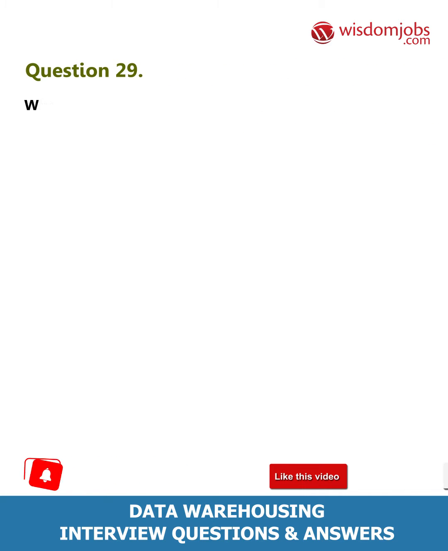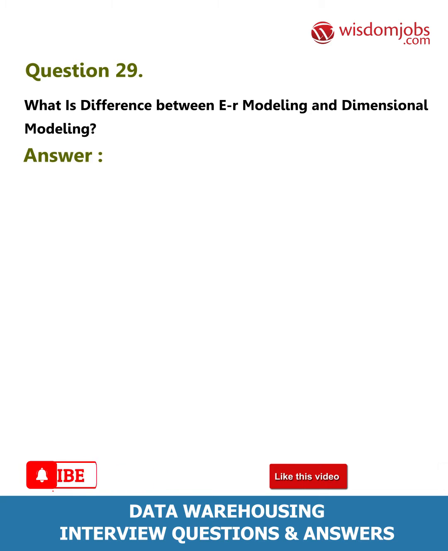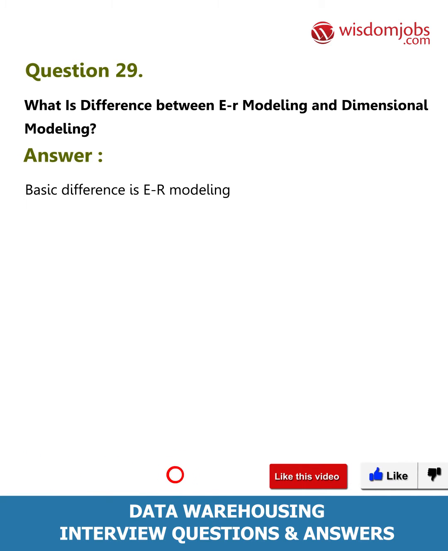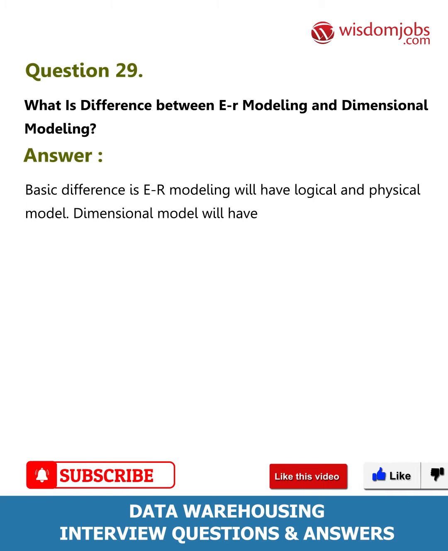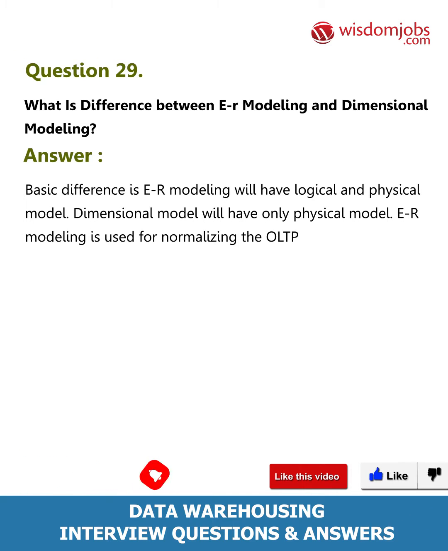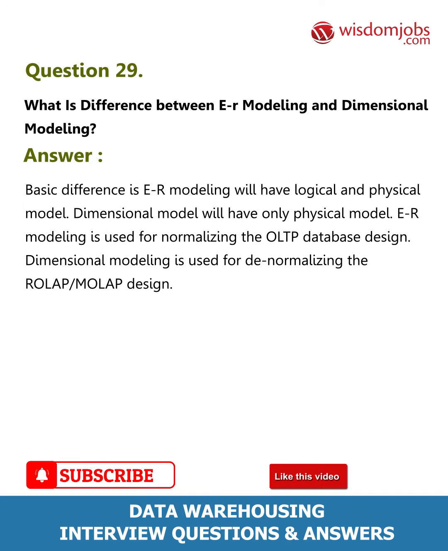Question 29. What is the difference between ER modeling and dimensional modeling? Answer. Basic difference is ER modeling will have logical and physical model. Dimensional model will have only physical model. ER modeling is used for normalizing the OLTP database design. Dimensional modeling is used for denormalizing the roll-up/mock-up design.